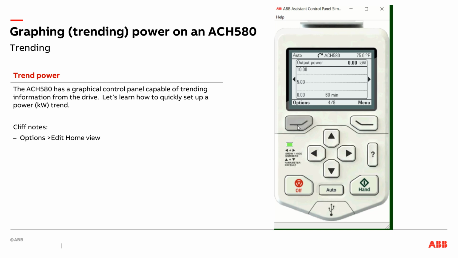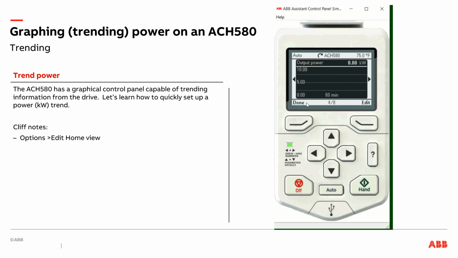What I'm going to do is come up here and hit Options, go down to the Edit Home View, and enter into that area here, and you'll see that it then flashes the screen here. Since this is the screen I want to adjust, I go ahead and hit Edit. And my first option here is output power. That was the default it's at, so we're good there. You can trend pretty much anything you want.